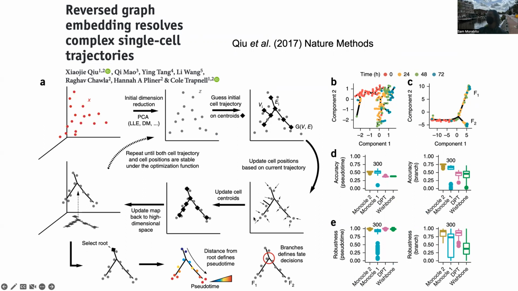And for Monocle, it is required for all three versions that you have to manually assign where the start is. So you have to use your a priori knowledge. And yeah, this one came out in 2017 in a Nature Methods paper, where they were actually talking about the method in this paper.